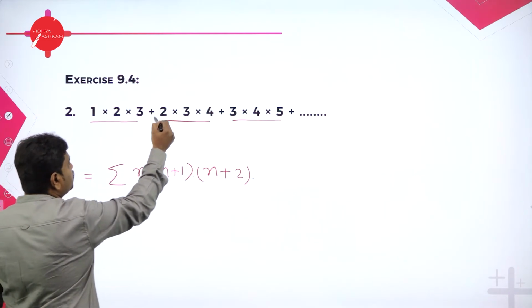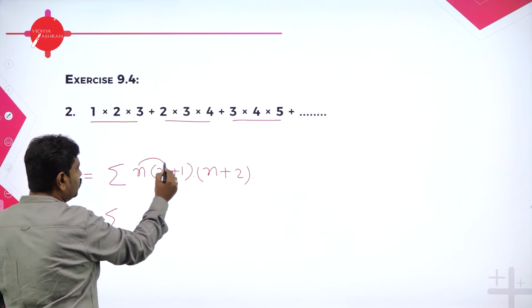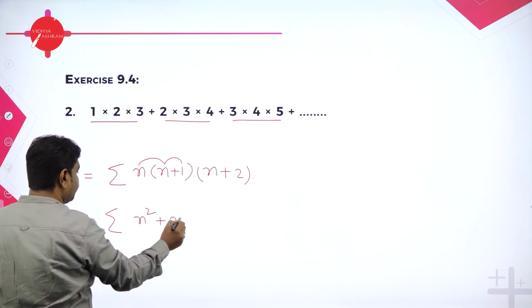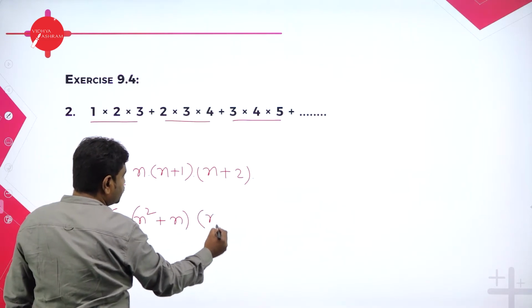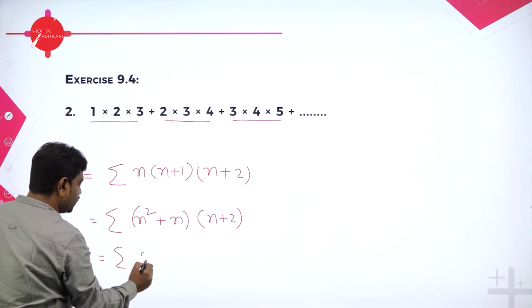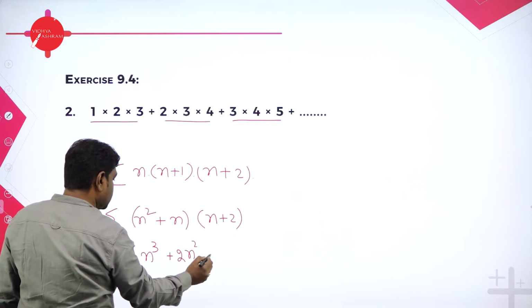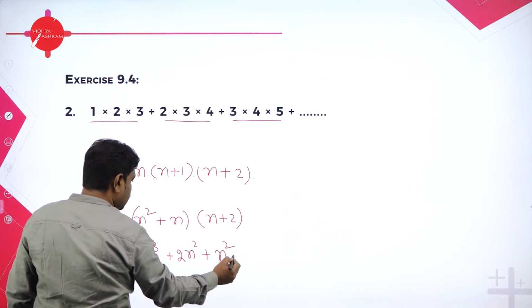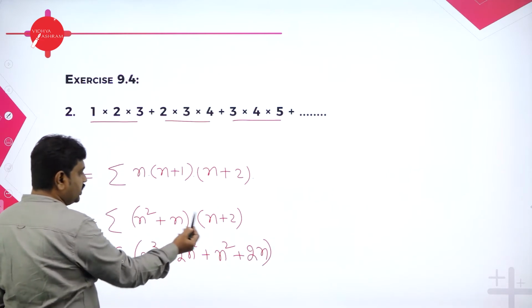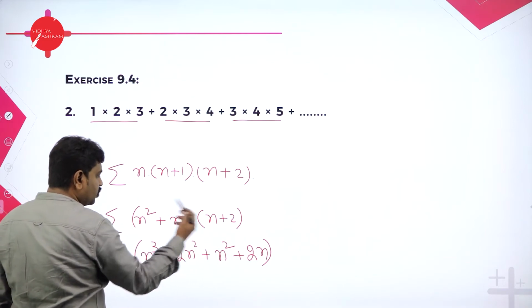Summation. Sigma. Plus means what? Add all. Add means sigma. So now simplify the terms. N into this. If you multiply n into n is n square, plus n into 1 is n, plus into what is left out? N plus 2. Again we should multiply. Sigma, let it be n square into n is n cube. N square into 2 is 2n square, plus n into n is n square, plus 2 into n is 2n. So now n square into n is n cube, n square into 2 is 2n square, n into n is n square, n into 2 is 2n.